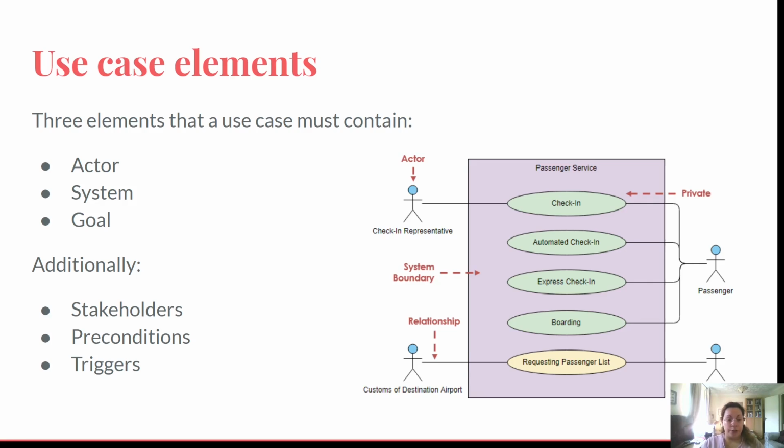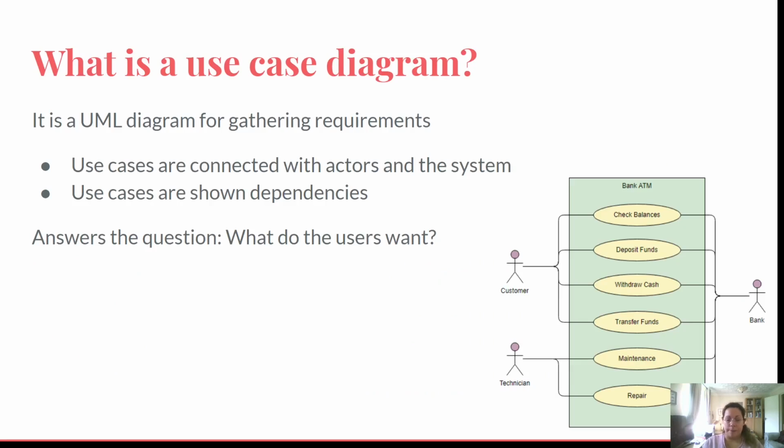These are the stakeholders, people or groups of people or organizations that have an interest in the business or in the system; preconditions, things that must be true in order for a use case to start working; and the trigger, which are events that occur for a use case to begin running.